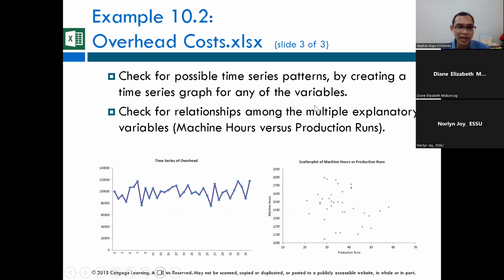In time series analysis, we can find a graphical line chart like here. We have a series of the overhead, the machine hours, and the production runs. The mapping is very random, so it could be predicted using the usual pattern.